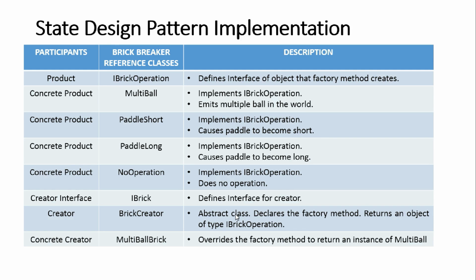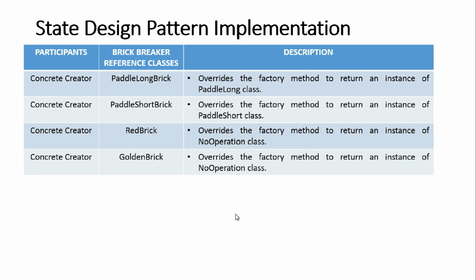It overrides the factory method to return an instance of multi-ball, which would finally emit multiple balls in the world. Similarly, we have pedal long brick and pedal short brick, which would return an instance of pedal long and pedal short class respectively to perform their task.